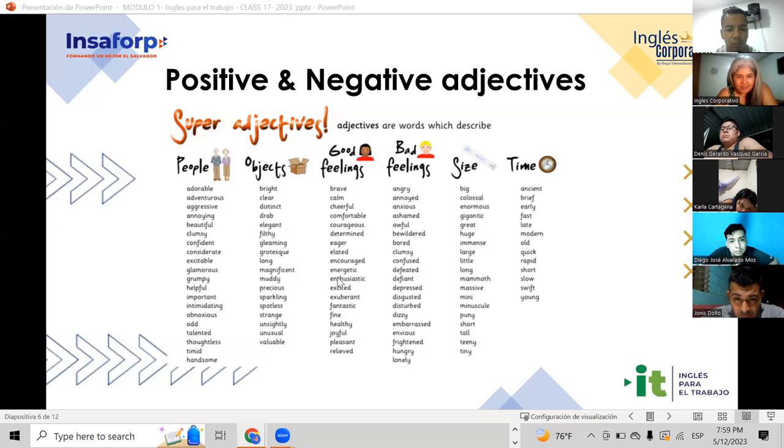For example. Energetic. Positive, tiene mucha energía. Enthusiastic. Positive. Excited. Ajá, que está muy animado. Okay, exuberant. So positive. Very energetic it is.